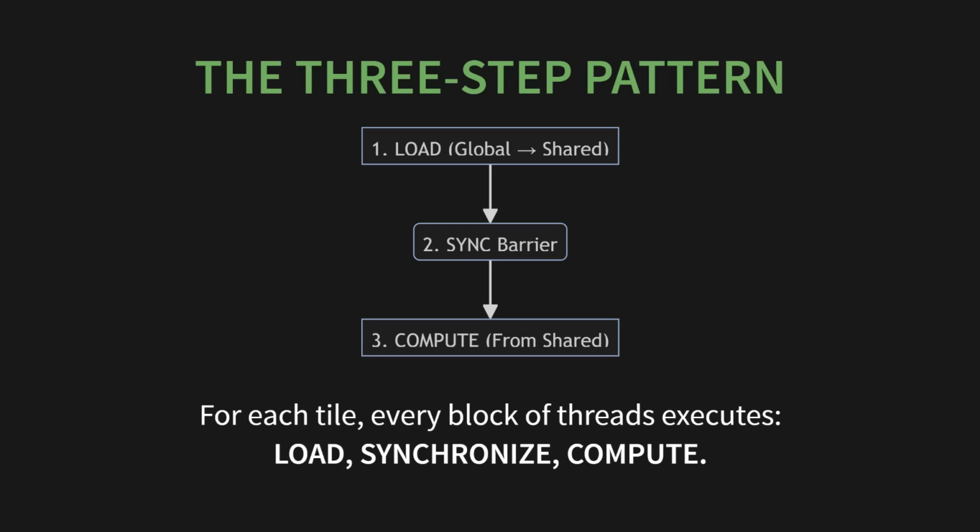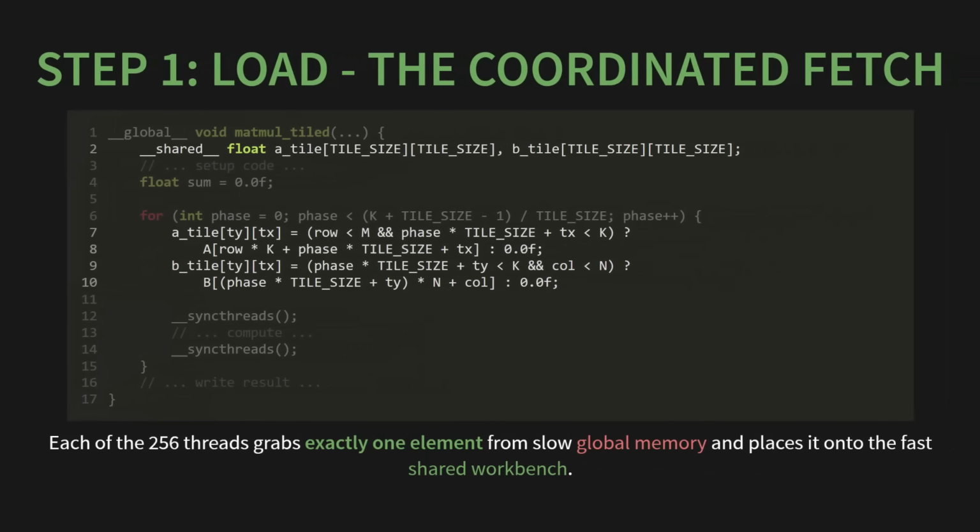For each tile, every block of threads executes this sequence. 1. Load from global to shared memory. 2. Hit a sync barrier. And 3. Compute, reading directly from that fast shared memory. It's a simple, powerful loop. Load, synchronize, compute. Let's break it down.